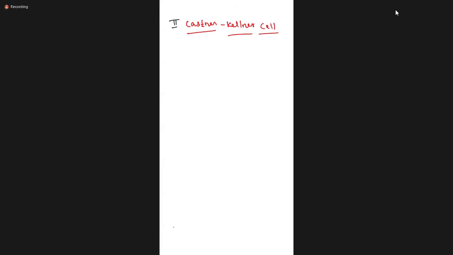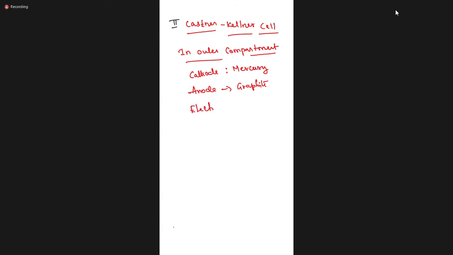In this Kastner-Kellner cell, there are three compartments. The first one is called the outer compartment. In the outer compartment, what type of reaction takes place? Please note down the reactions. In the outer compartment, the cathode is mercury. The anode is graphite. The electrolyte is aqueous NaCl.